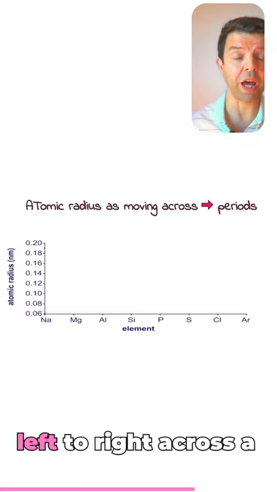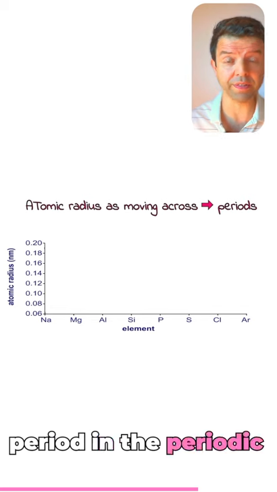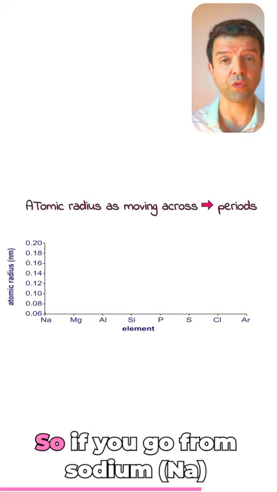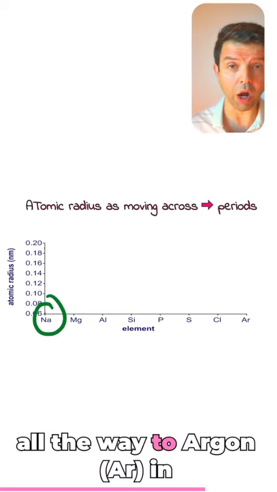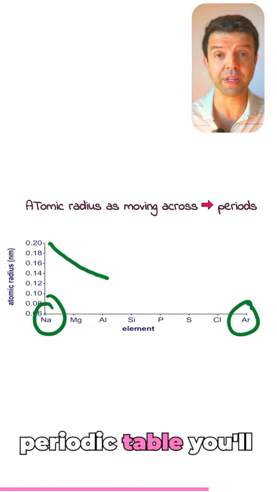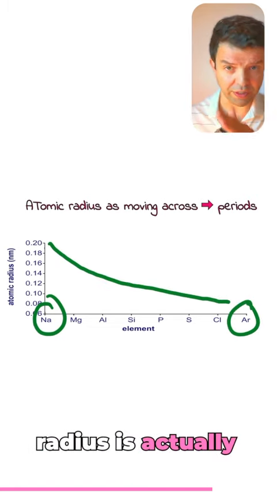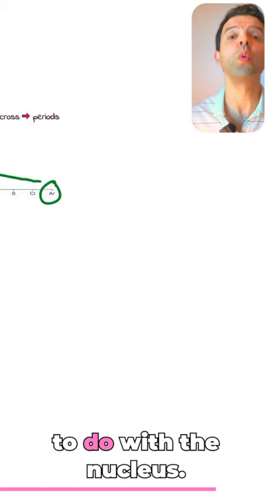Why is it that if you go from left to right across a period in the periodic table, the atomic radius decreases? So if you go from sodium all the way to argon in the third period of the periodic table, you'll find that the atomic radius is actually decreasing. Now this has something to do with the nucleus.